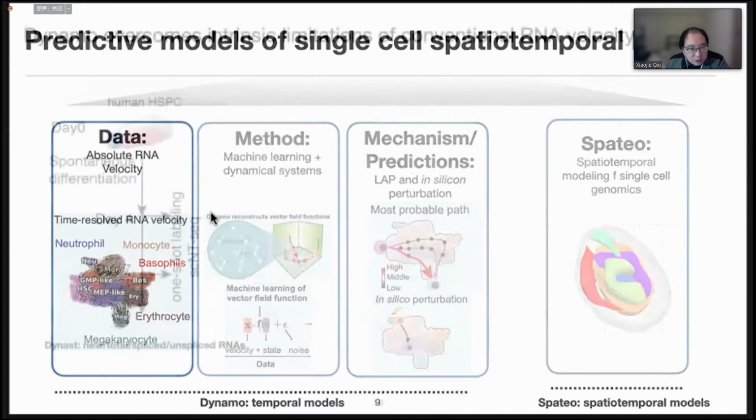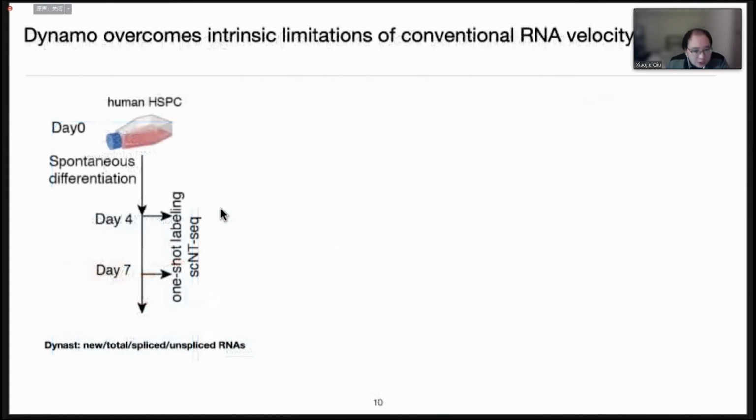It turns out that to model the temporal kinetics, the ideal data is metabolic labeling enabled single-cell RNA-seq, such as scNT-seq. So we used scNT-seq to generate a dataset of human hematopoiesis. We then also developed the tool Dynast to process this dataset to obtain new, total, spliced and unspliced RNA for each gene in each cell.